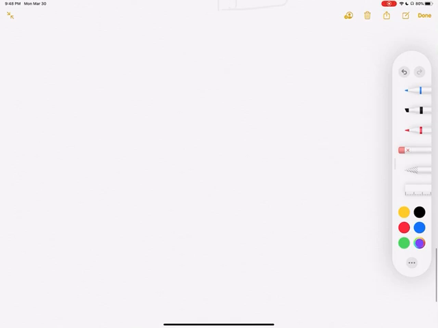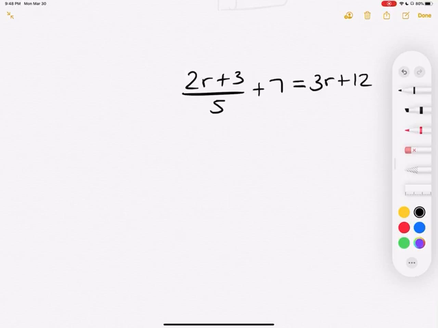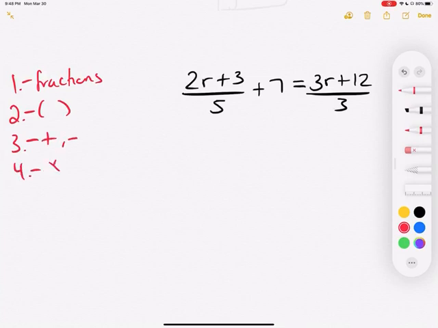Okay. The next equation and the last equation that we're going to do is going to be 2r plus 3 divided by 5 plus 7 equals 3r plus 12 divided by 3. Again, my steps, the first thing is going to be the fractions. The second thing to get rid of is the parentheses. The third thing is going to be additions and subtractions. The fourth thing, multiplications and divisions. And the fifth thing, exponents. Of course, in between every one of these steps, you have to combine like terms.